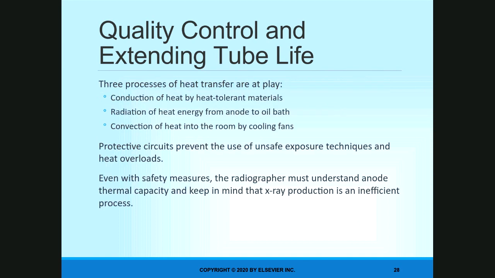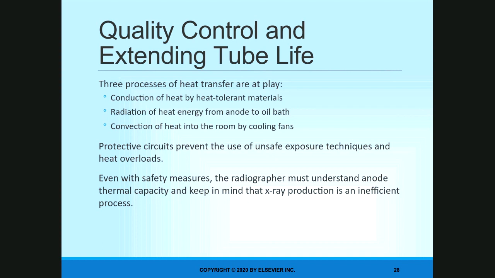Now, there are built-in methods that help to dissipate or get rid of the heat, like the oil bath that the tube sits in inside the tube housing, and potentially it has cooling fans. The rotating anode also helps spread the heat over a larger surface area. And then using things that are very heat tolerant or have a high melting point, when we make the tube, helps us deal with the heat load.